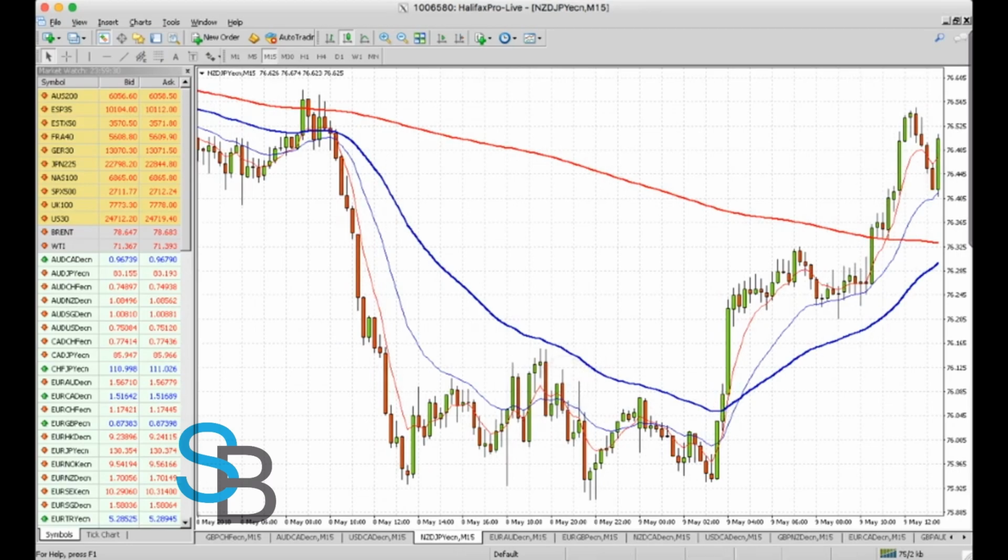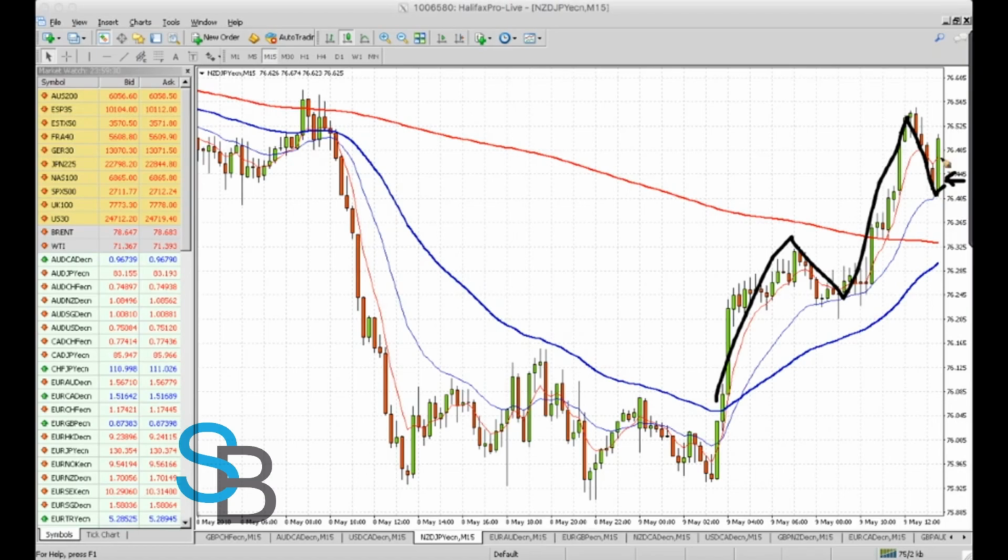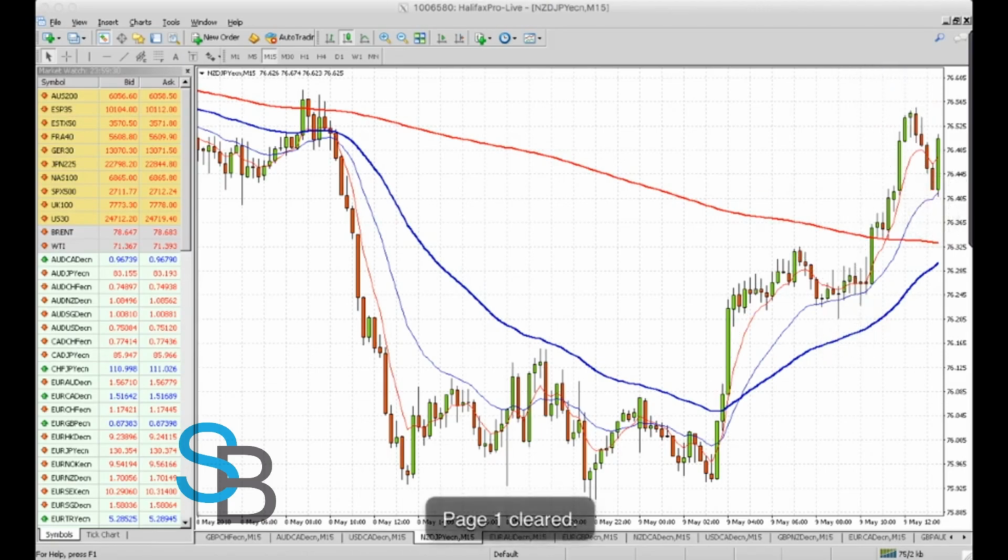Okay, so let me go back and see if I can find a valid pattern again. Okay, so this is a valid pattern. Can you see that? There we go. This is a valid pattern, right? So I would enter to go long somewhere over here, because again, the current swing high is higher than the previous swing high. Can you see that? And the current swing low is higher than the previous swing low. So I've got a higher high pattern, and I've got a higher low pattern. All right, so that's what I'm looking for, right?